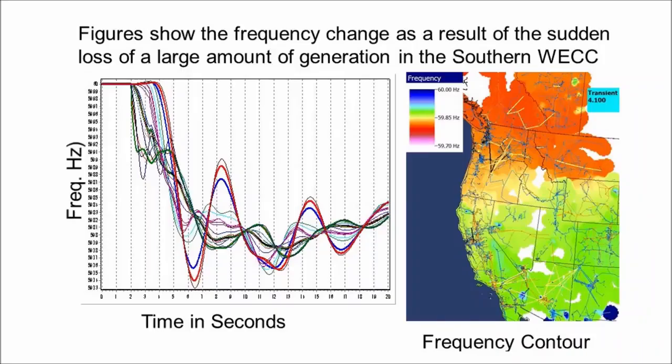Figures show the frequency change as a result of the sudden loss of a large amount of generation in the southern WEC. Green is a bus quite close to the location of the generator trip, while blue and red are quite distant.